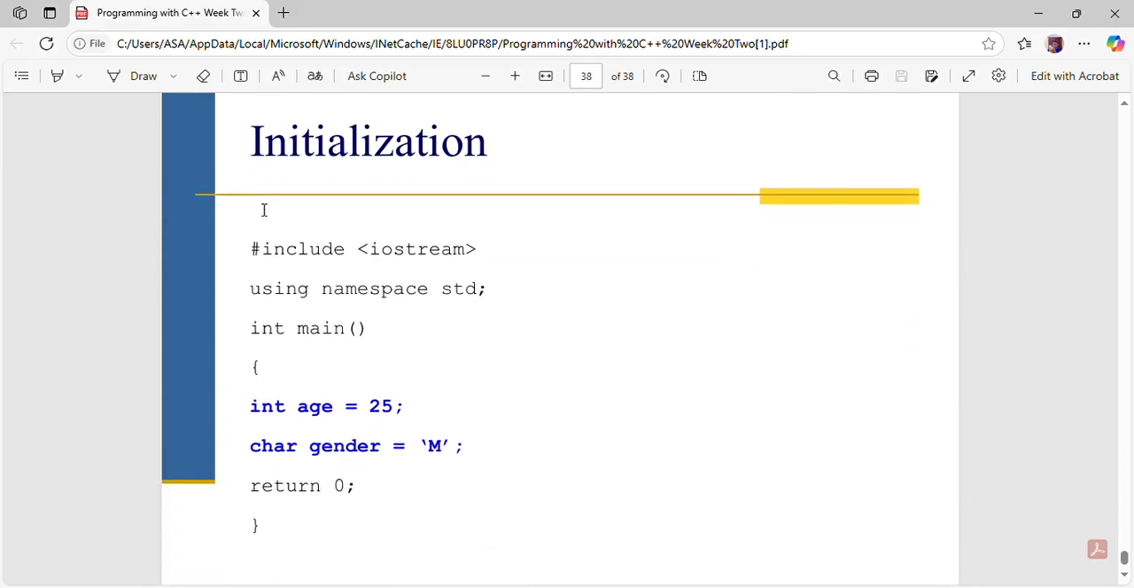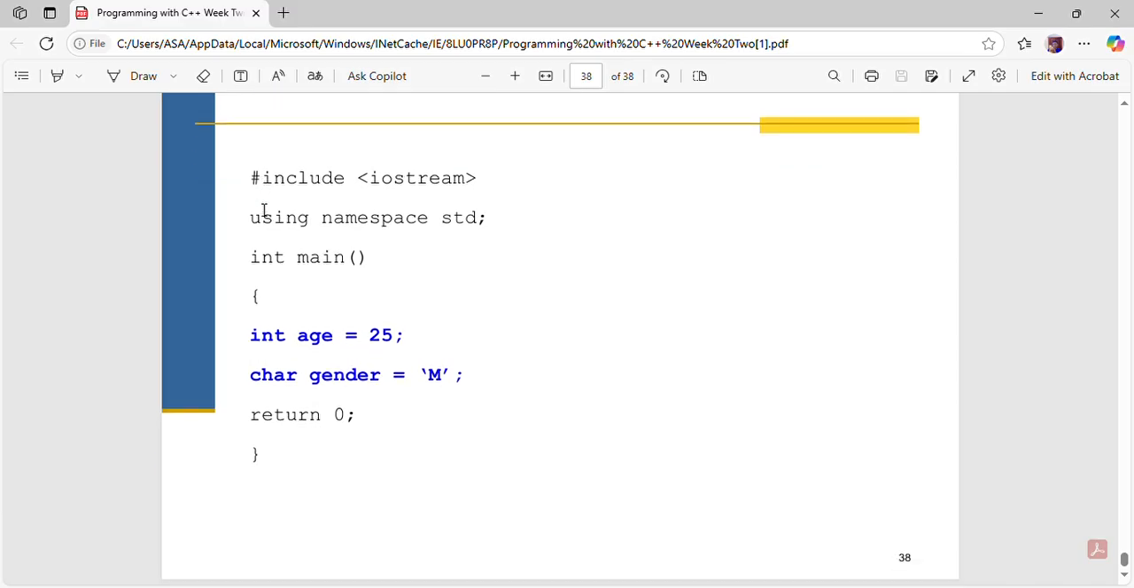Let's look at how some numbers are being initialized to some variables. So int age = 25, char gender = m. Yes, so it means that the 25 here has been initialized to the age here, for the computer to know that the initial age is 25.